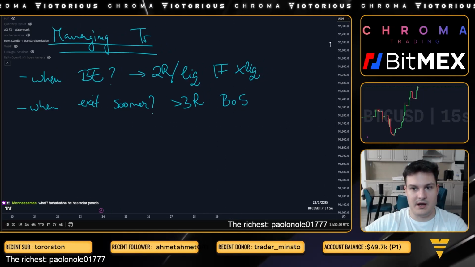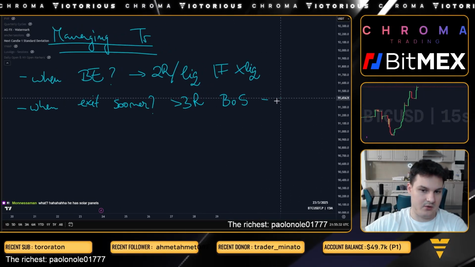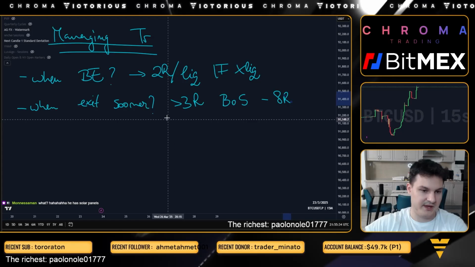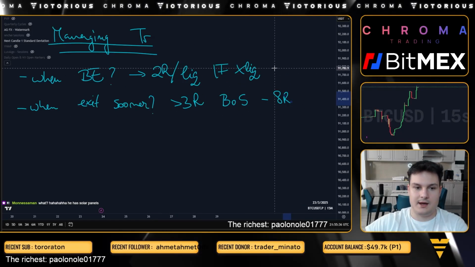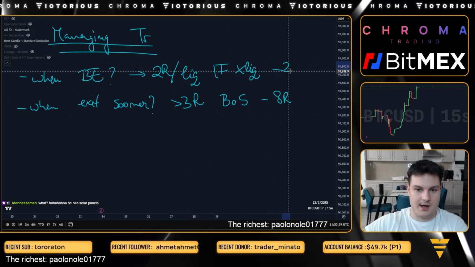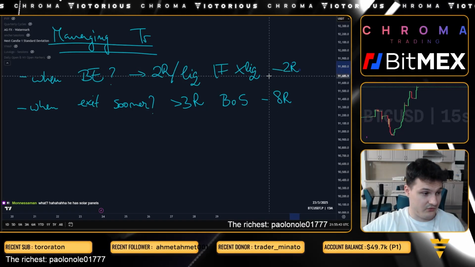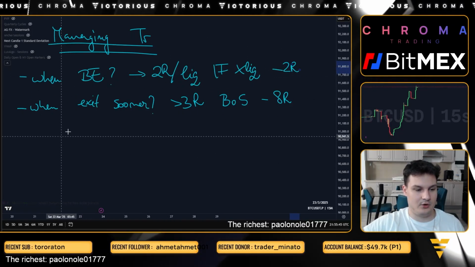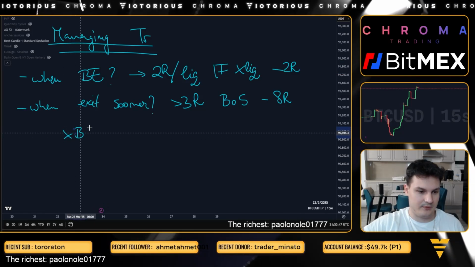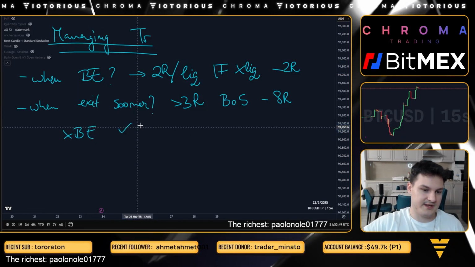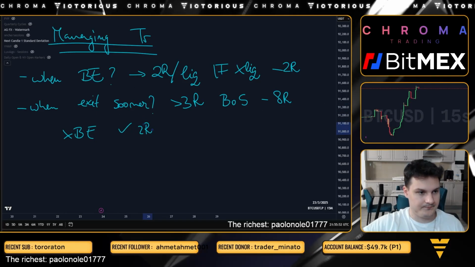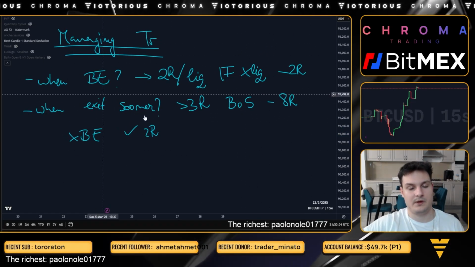So far, by doing this, I am down 8R compared to TPing at 2R, and I am down 2R because of exiting trades at break even. So the conclusion for me after these 2 months is that I should rather never move stops to break even and always TP at 2R. That's the conclusion that I've drawn from this.